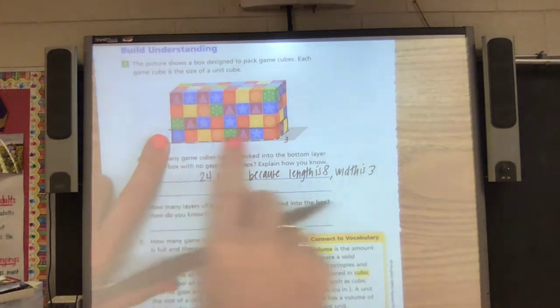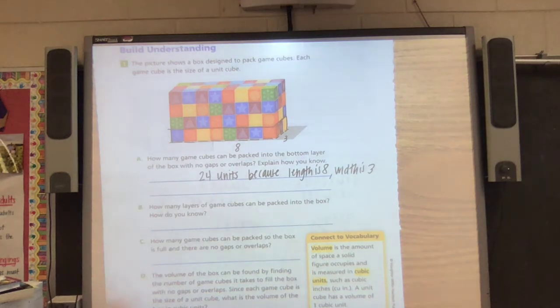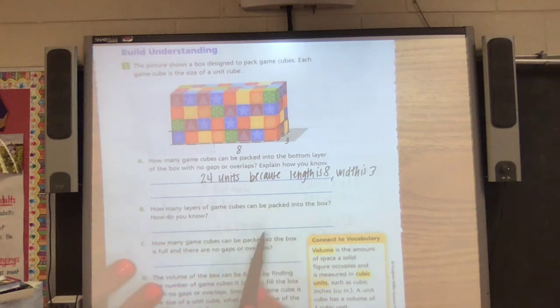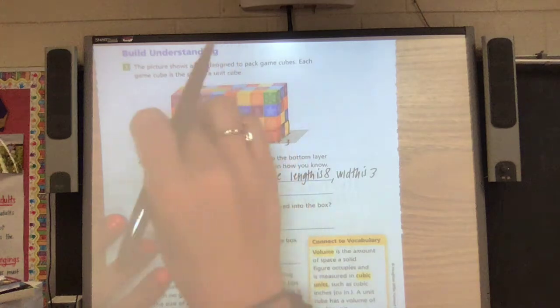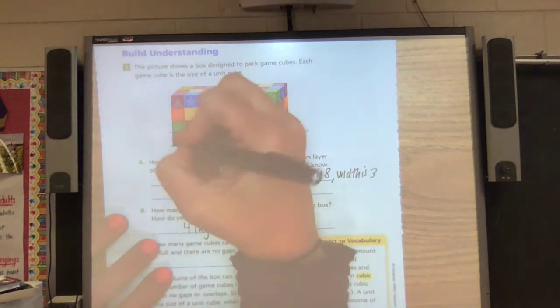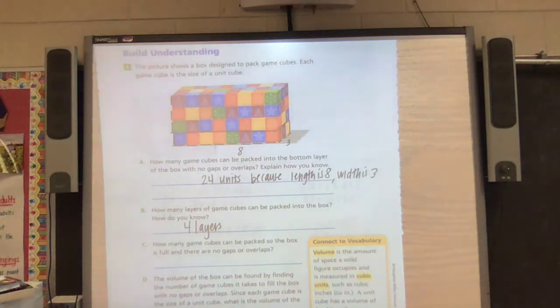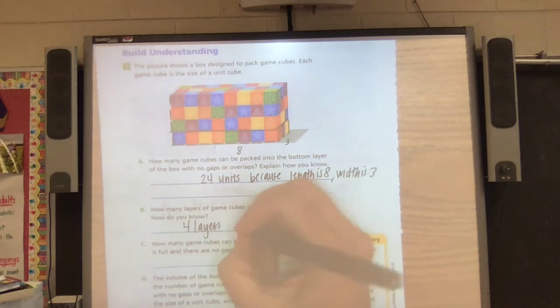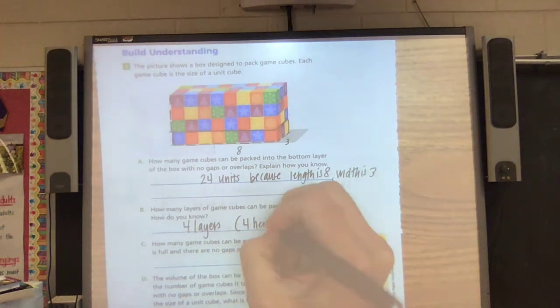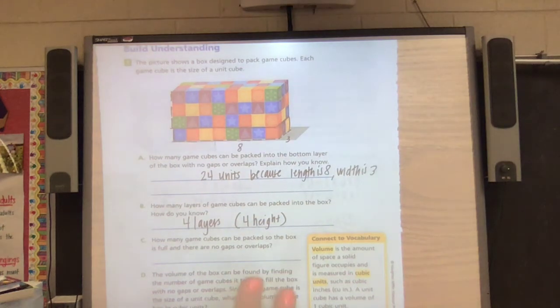This is sometimes called the base or the bottom of your unit. All right, how many layers can be packed into one box? How many layers? How much are we stacking it up? There are 4 layers because I can count them. 1, 2, 3, 4. It's 4 high. This is 4 height. How many game cubes can be packed so it's full? There's no gaps or overlaps.